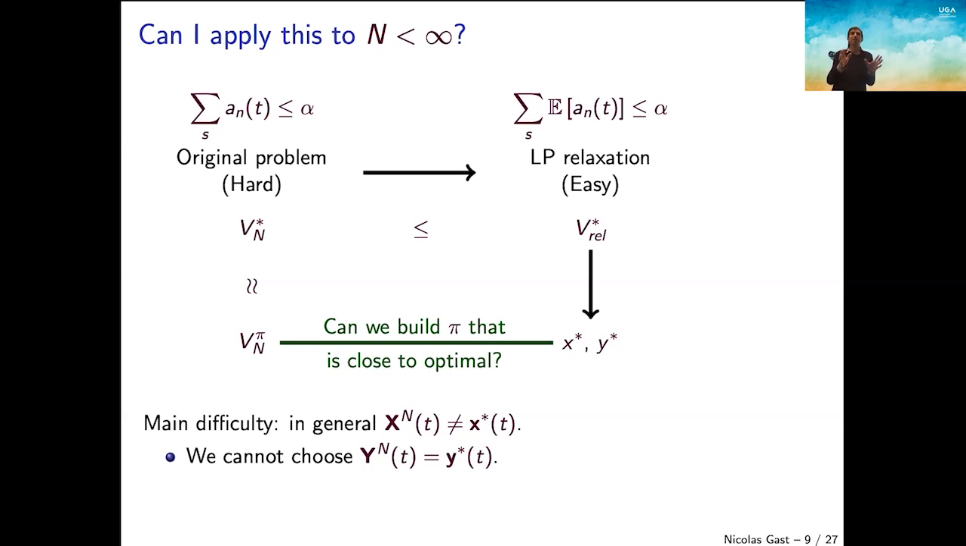So at least in general, it's not possible to choose yn, which would be the control for my stochastic system, exactly equal to y star.